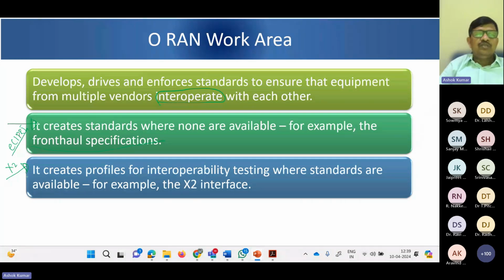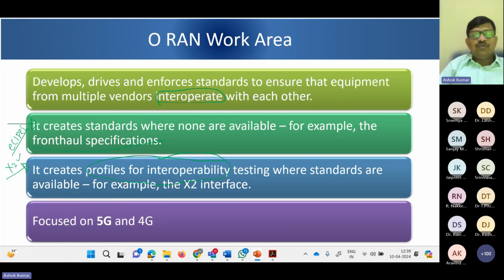Technically, it should be possible. So for all such scenarios where standards are available, it creates a profile for interoperability. That means one kind of a schedule which can be used to test the interoperability. Okay, so that is the work which the ORAN Alliance does. Their focus is on 5G and 4G, and of course, they do some additional things like the RIC I talked about, the radio intelligent controller, and other aspects.